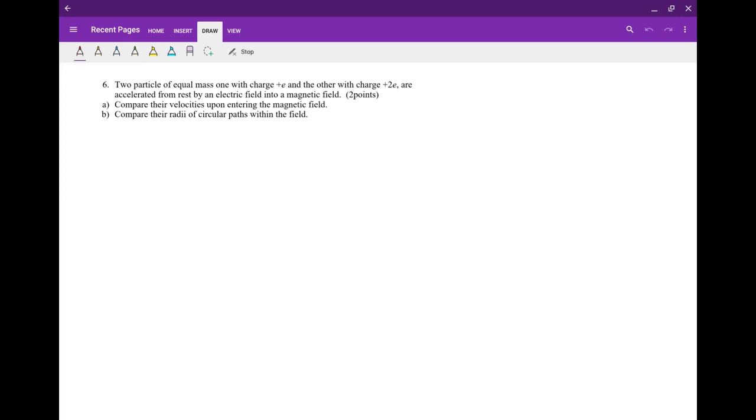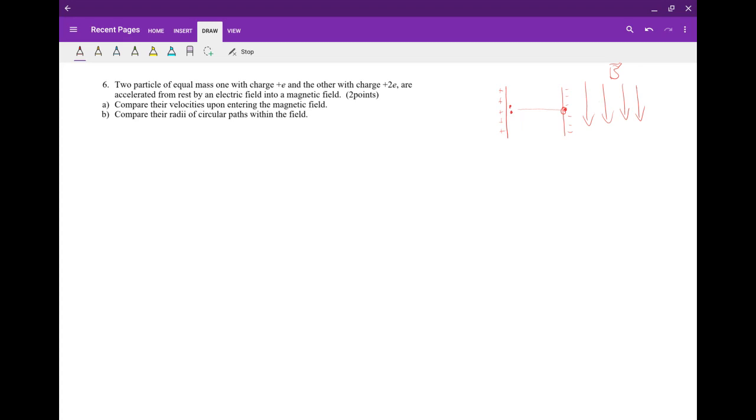So a quick diagram here. We have maybe a particle, 2 particles, and here it's either positive particles, and so they would have a positive plate here and maybe like a negative plate here with some kind of hole in it. Okay, and then over here we've got maybe some kind of magnetic field that's going down. Anyway, so they're in an electric field. They're accelerated here, and then they enter this magnetic field. All right.